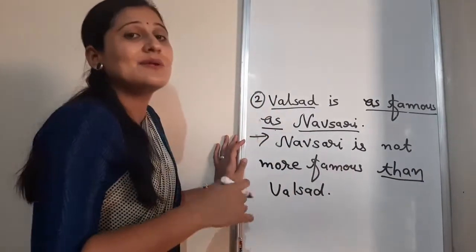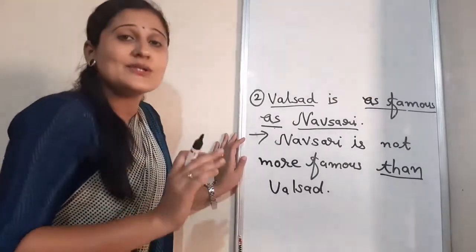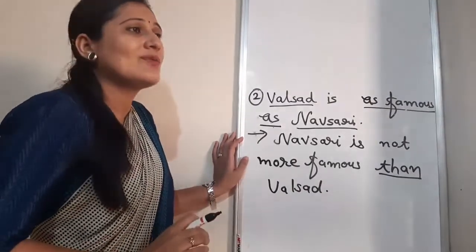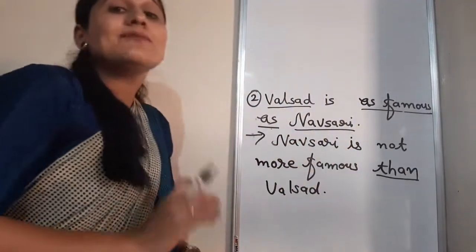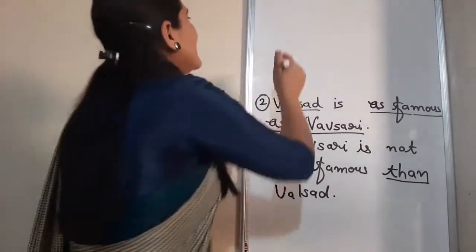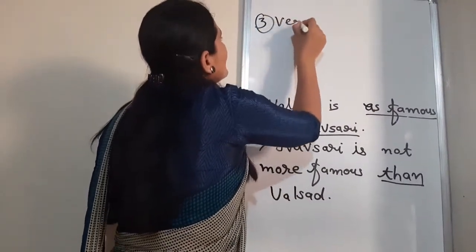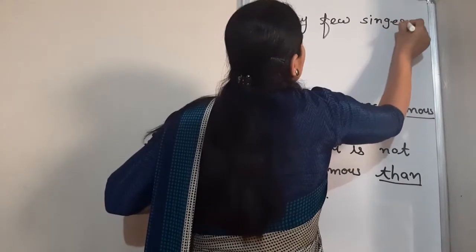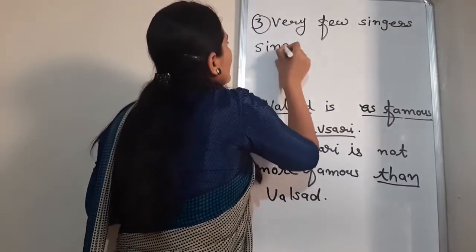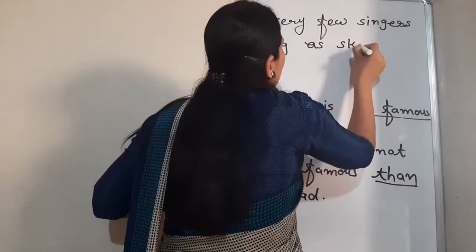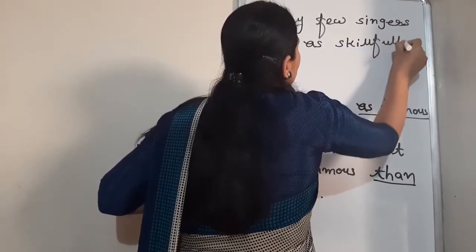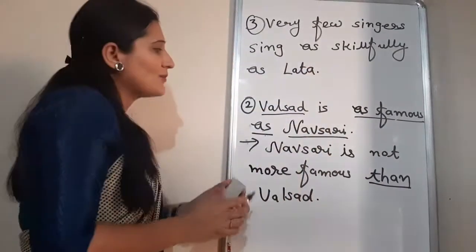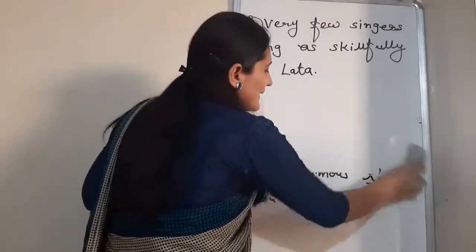But if comparison is between more than two, then what to add? Then many other. Let's have one example of comparison between more than two. See, very few singers sing as skillfully as Lata. Let me just rub the last one so I can easily explain.